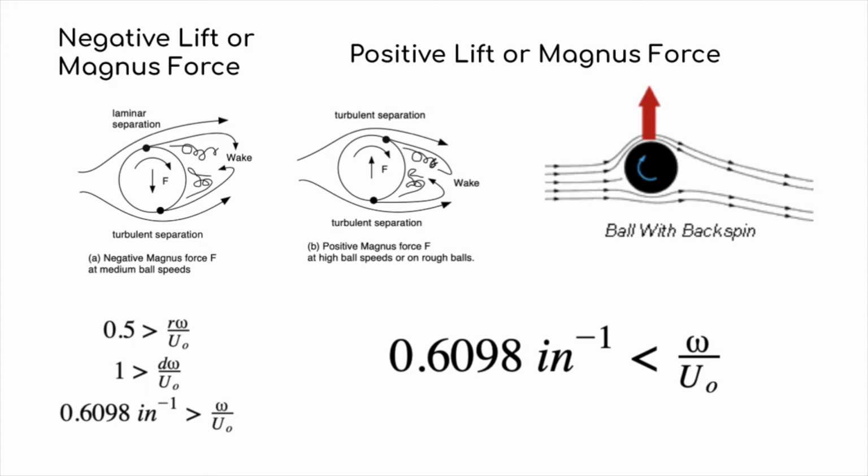usually positive at high ball speeds. Positive lift arises at high speeds for smooth spheres if the angular to linear velocity ratio is less than 0.5. Relations on this slide display this threshold for smooth balls. 0.6098 inverse inches is obtained from the average ball diameter of 1.64 inches. Note that the ball here rotates clockwise.